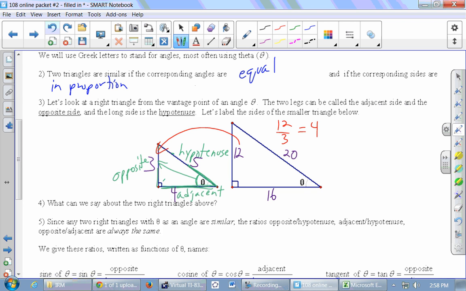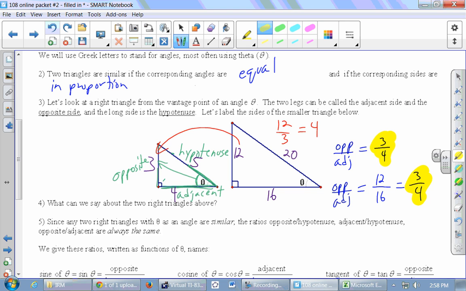Number 5. Since any two right triangles with theta as an angle are similar, the ratios opposite over hypotenuse, adjacent over hypotenuse, and opposite over adjacent are always the same. So for example, if we decided for some reason to calculate the opposite over the adjacent for the small triangle, what's the opposite side in that small triangle? It's 3, and the adjacent side is 4. Compare that to opposite over adjacent in the big triangle. The opposite side in the big triangle is 12, and the adjacent side is 16, but if you reduce that, you get 3 over 4.